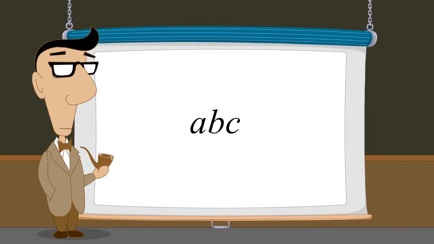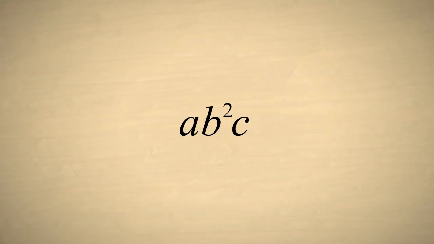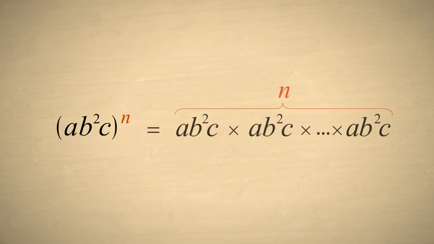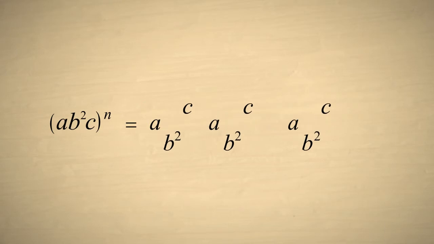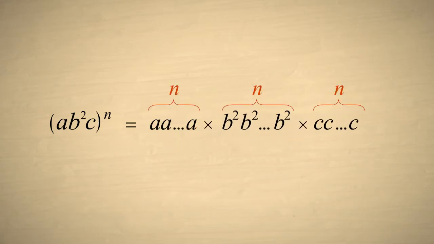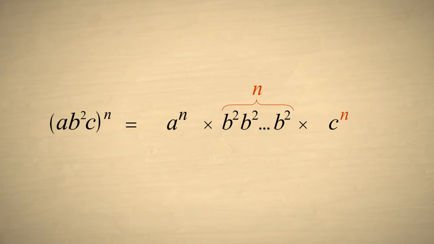Now, what if a term in the expression has an exponent? For instance, let's say that instead of b, we had the term b squared. Once again, raising this expression to the nth power is equivalent to n copies of the expression multiplied together. Rearranging the terms, we have n a's, n copies of b squared, and n c's. As in the previous example, the n a's can be written as a to the nth power, and the n c's can be written as c to the nth power.